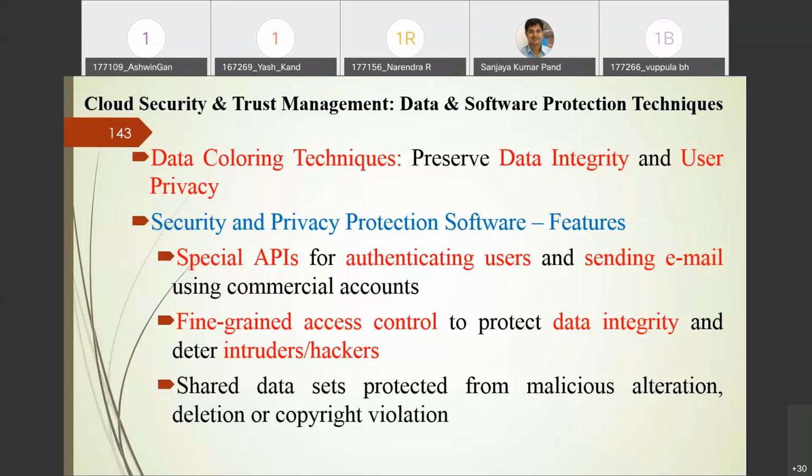So fine-grained access control is to protect the data integrity and deter intrusion and hackers, right? If you go for the fine-grained detailed one, then you can analyze the data and the various controls. Then in the node you can determine who is a hacker, which node is captured by a hacker or an intruder, or whether a virus is injected into a particular network, that you can identify.